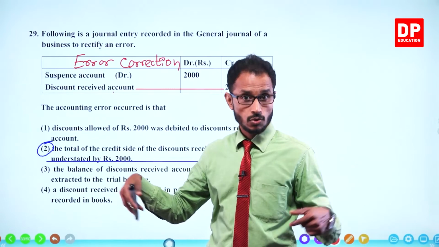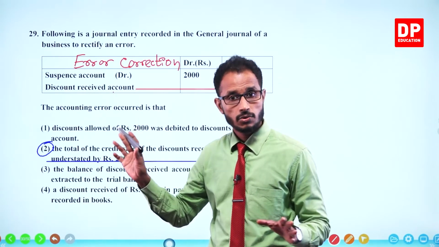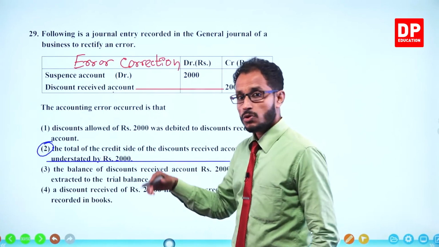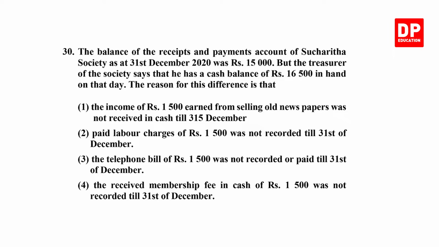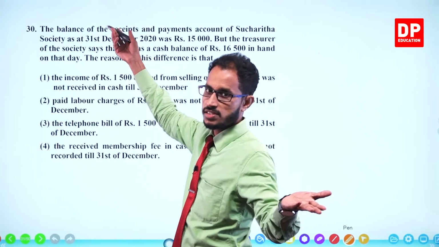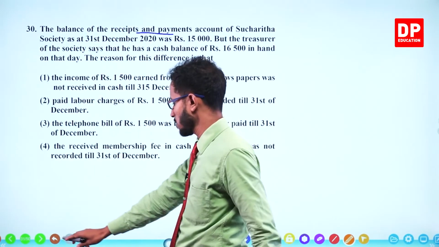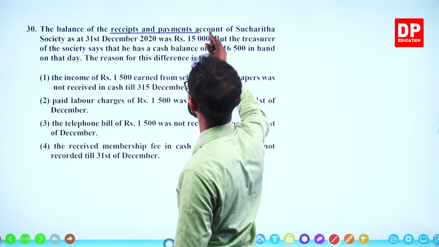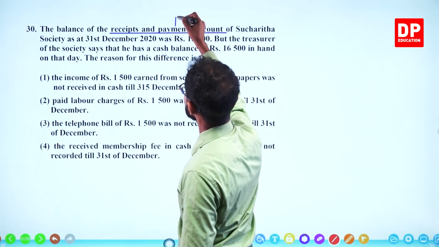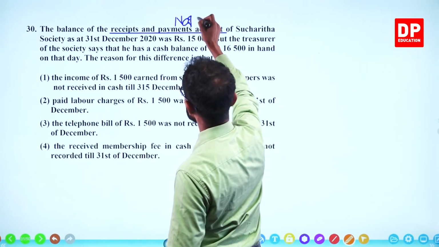29th done. Let's go to 30th, and we are going to end the questions in this video; the questions will end from 30th. Let's go to the next question, 30th. The balance of the receipts and payments account. When we see this name, receipts and payments account, we know that it is a non-profit organization, not for profit.